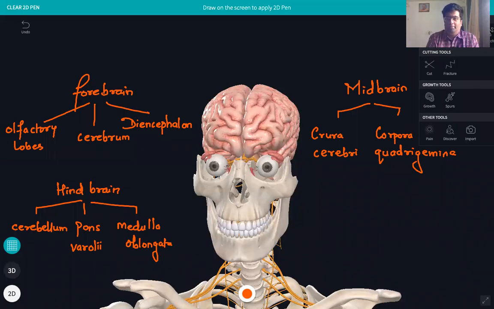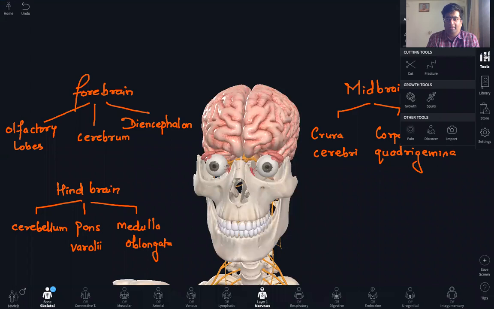Yes. So the three main divisions of the brain include the forebrain, the midbrain, and the hindbrain. The three parts under the forebrain are the olfactory lobes, which are the center for the sense of smell. Then you have the cerebrum, which we've already discussed in detail, and the diencephalon. The diencephalon further consists of two more parts. It consists of the thalamus and the hypothalamus.